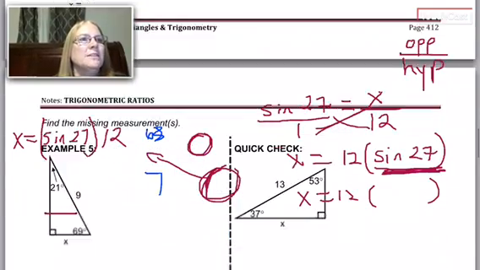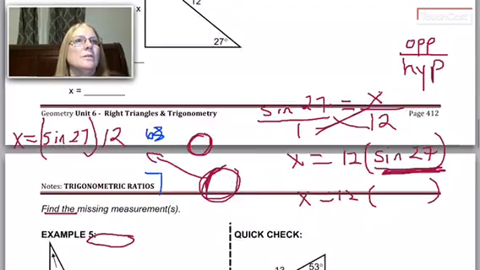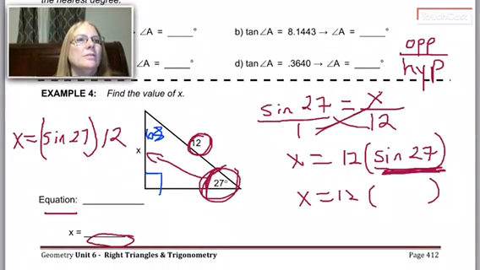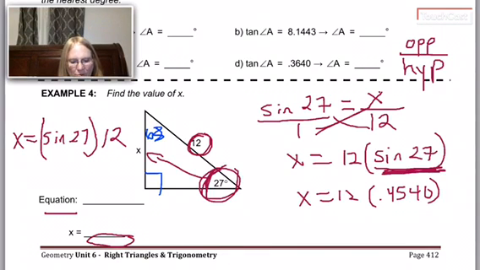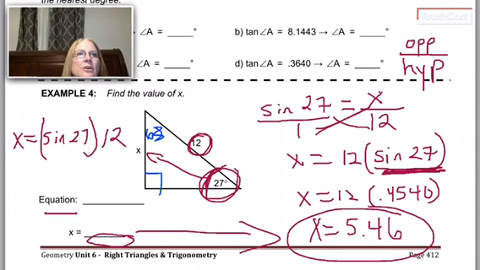And now we go to our table. What is the sine of 27? The sine of 27 is 0.4540. So now our answer is 12 times 0.4540. So let me see my calculator. Twelve times 0.4540 is 5.46. So there we go. So x is 5.46, and our equation was the sine of 27 is equal to x over 12.